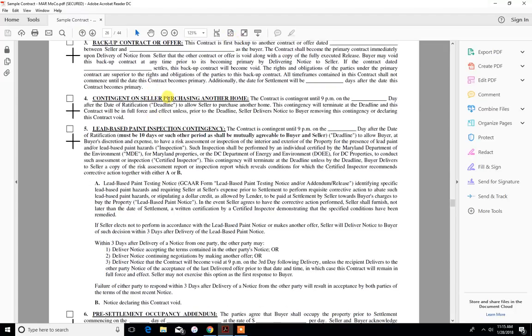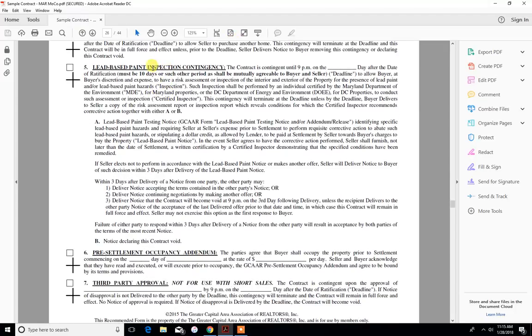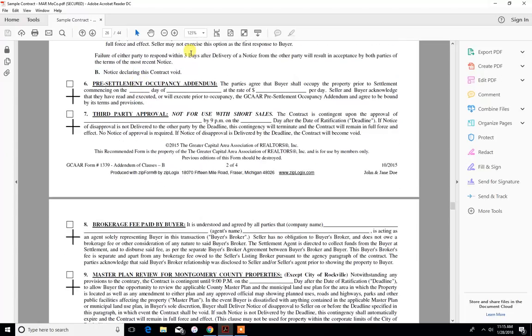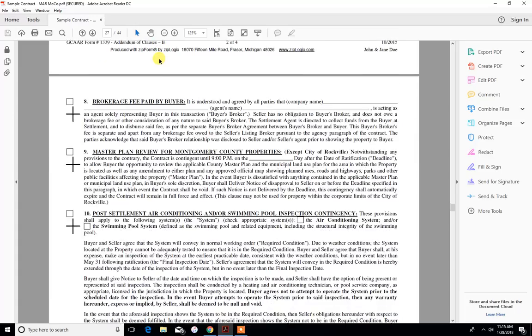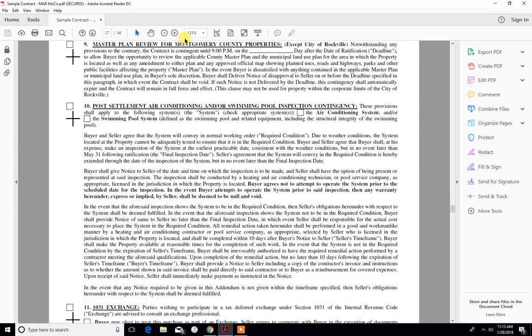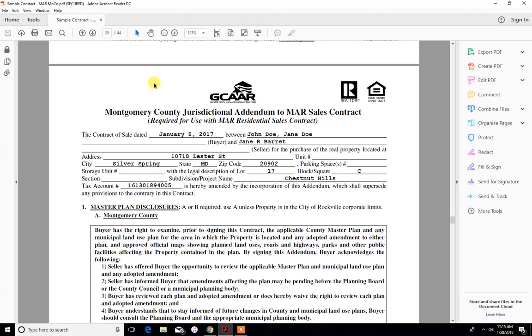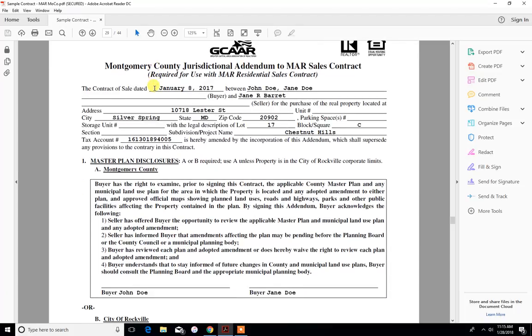Backup, contingent on purchasing another home. I mean, these are all things that, if they want to do a lead paint inspection, these are all different things that are just rarely used. So we'll just use that case by case basis. You can just come to me and I can go over that with you.